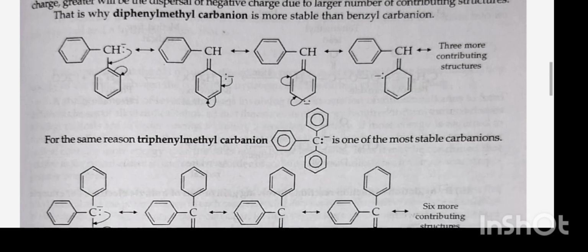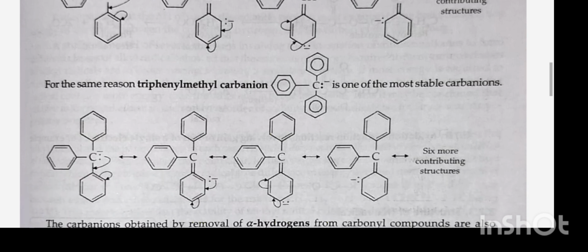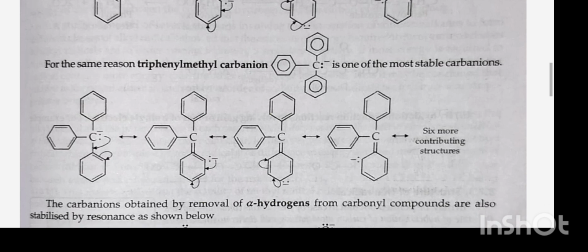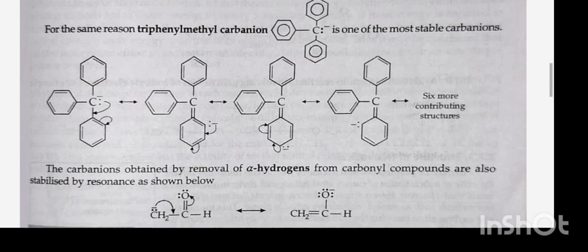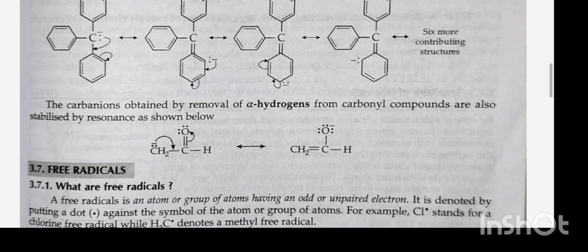3 more contributing structures. For the same reason, the triphenylmethyl carbanion is a more stable carbanion, with 6 more contributing structures. The carbanions obtained by removal of an alpha hydrogen from a carbonyl compound are also stabilized by resonance, as shown below. Free radical.